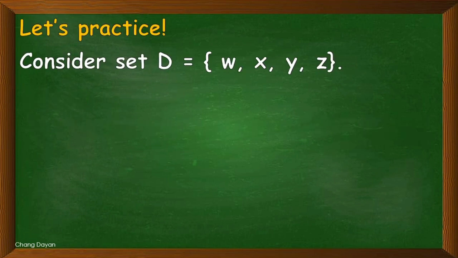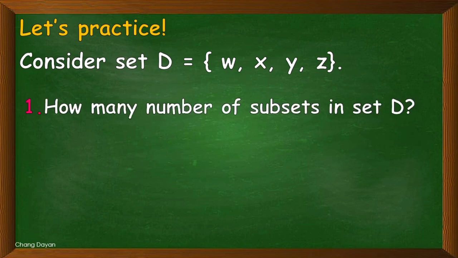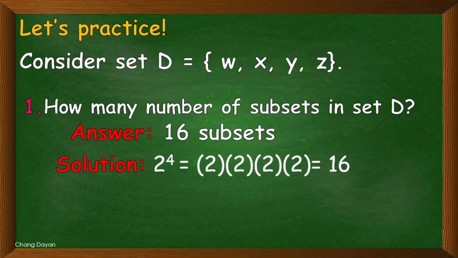So, let us have this exercise. Consider set D with the elements W, X, Y, Z. How many subsets are in set D? The answer is 16. Paano natin nakuha ang 16? So, solution, 2 raised to 4. Yung 4 doon ay number of elements. Since 4 yung elements natin, that is W, X, Y, Z. So, we have to multiply 2 times 2 times 2 times 2, that is equal to 16.